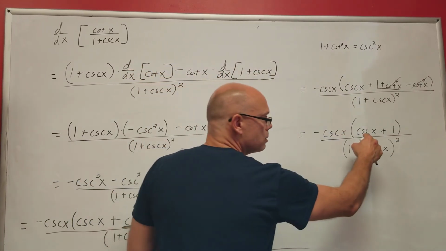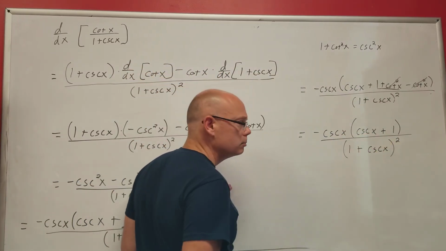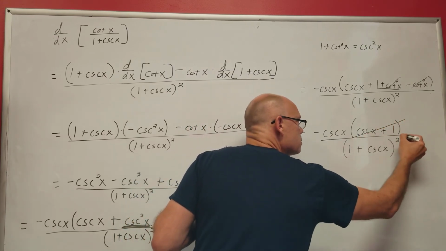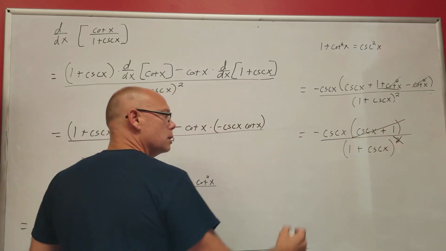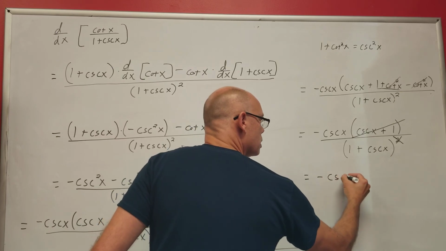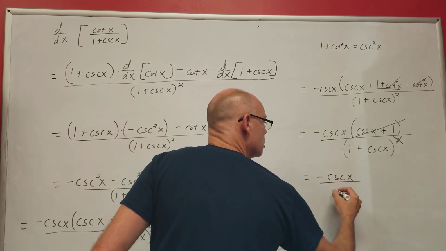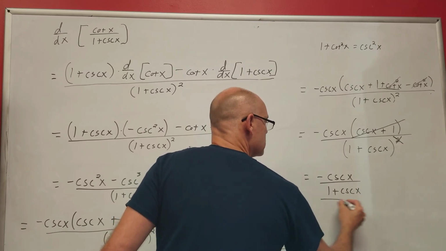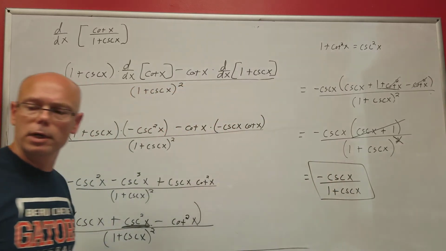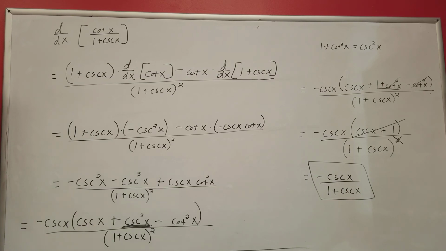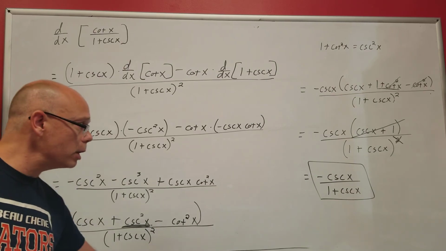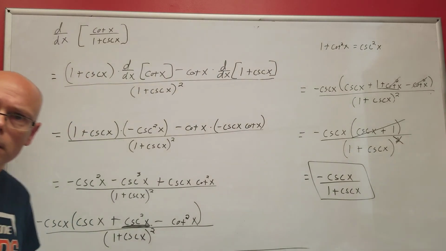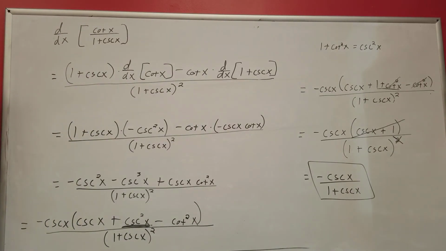And isn't this really the same factor as that one? So I can divide out this with one of these. Then I'm left with negative cosecant of x over 1 plus cosecant of x as my derivative. Now, a lot of times on these trig ones, there's more than one way to write a correct answer, especially since you can use identities and stuff.